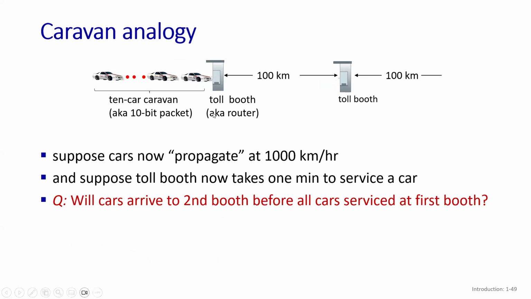Now, suppose that the cars now propagate at 1,000 kilometers per hour, and suppose that the toll booth now takes 1 minute to service a car. Will the cars arrive at the second toll booth before all cars are serviced at the first booth? I leave it up to you to calculate this.